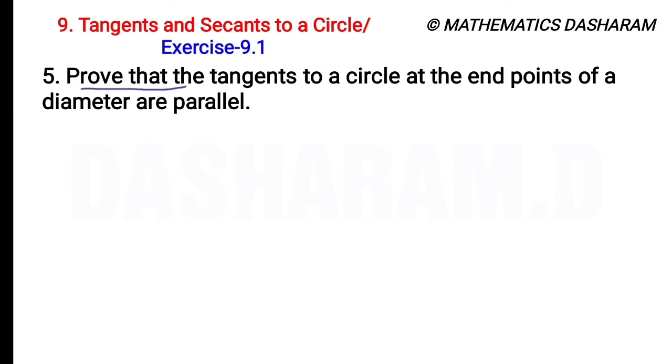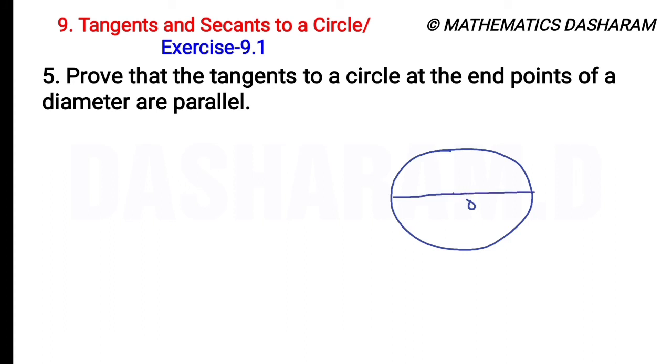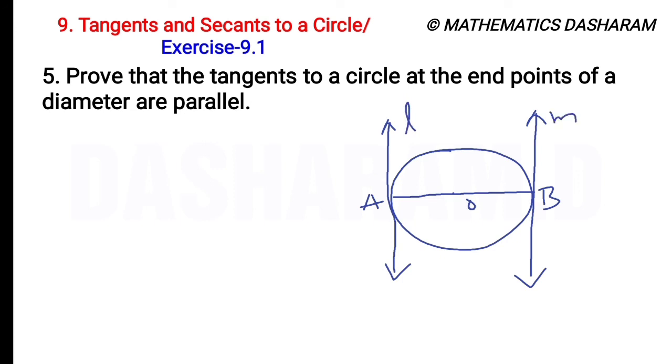Fifth question: prove that the tangents to a circle at the end points of a diameter are parallel. So here is a circle with the center O, and let's draw one diameter. So here AB is a diameter. First I am going to draw a tangent at the point A, and one more tangent at the point B. Let's name the two tangents L and M. Now we need to prove that L is parallel to M.